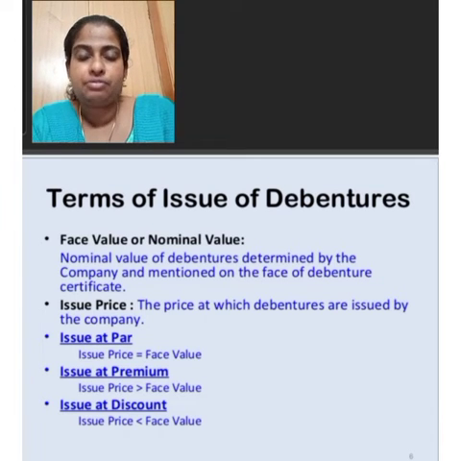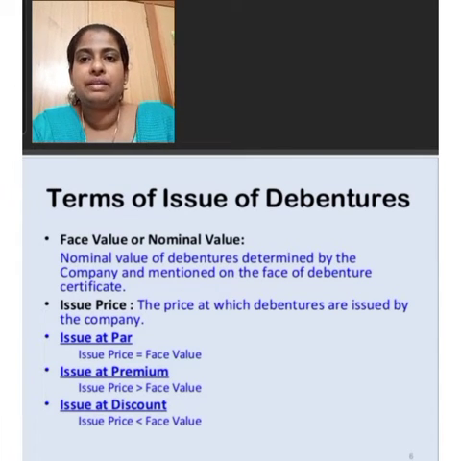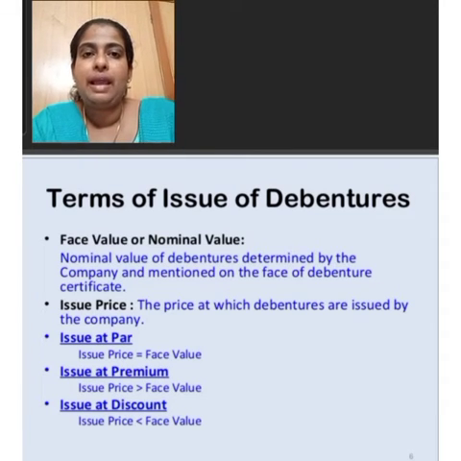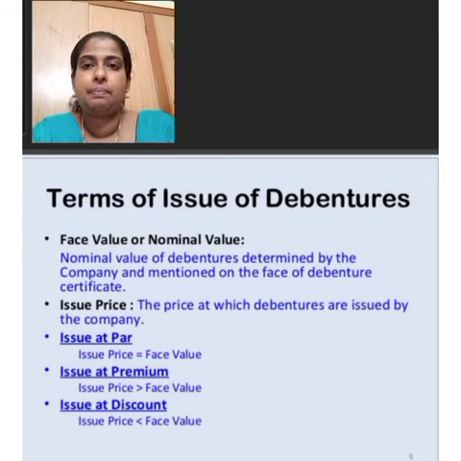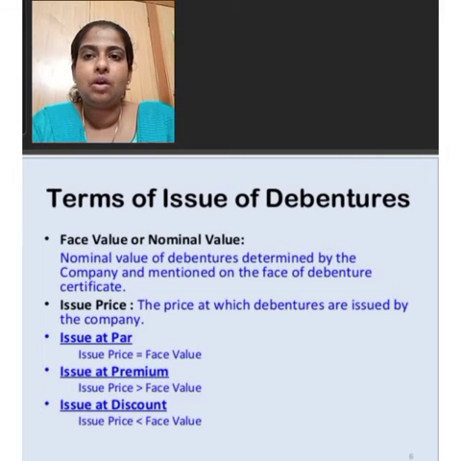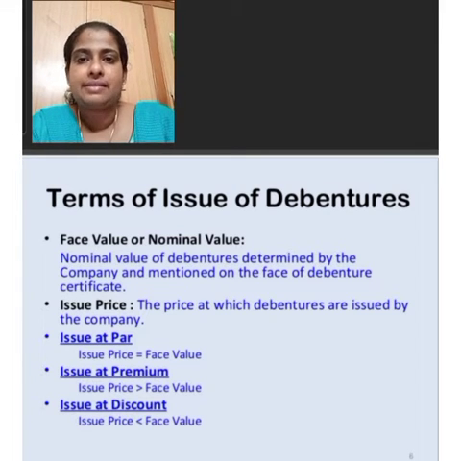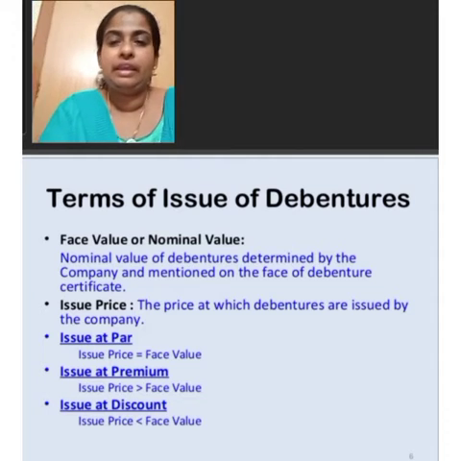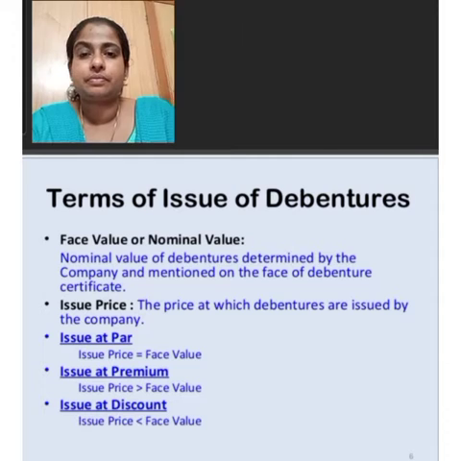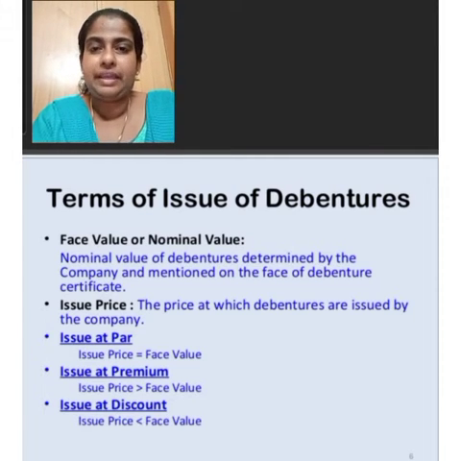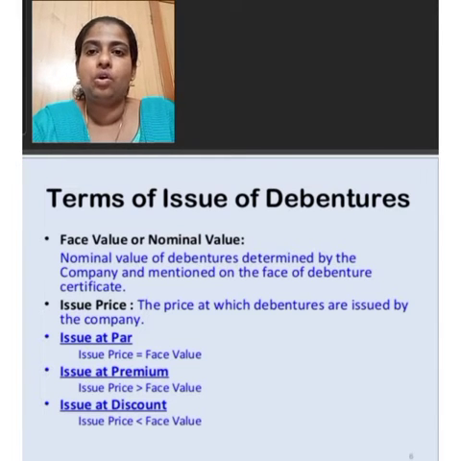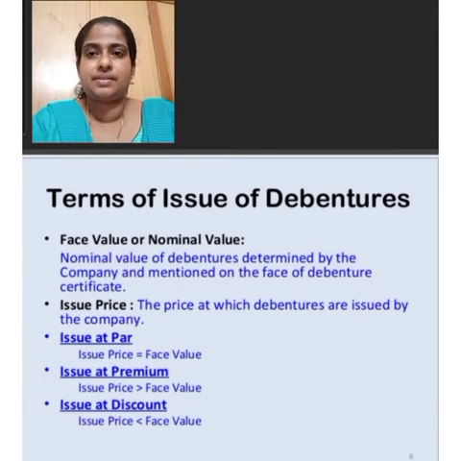Applications on the prescribed form are deposited with the company's bankers along with the application money. The full amount of debentures may be called by the company on the application itself, or the amount may be called in installments, as in the case of shares. If the amount is called in installments, some amount may be called on application, some on allotment, and the balance on one or more calls.